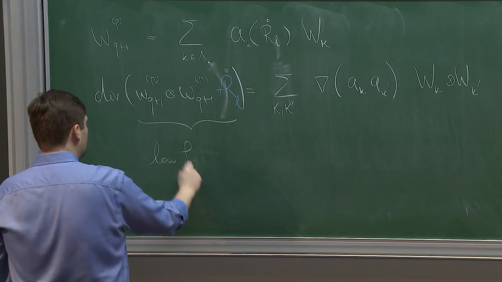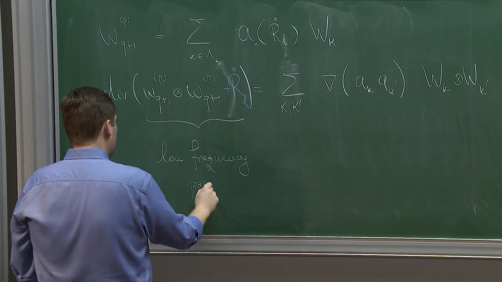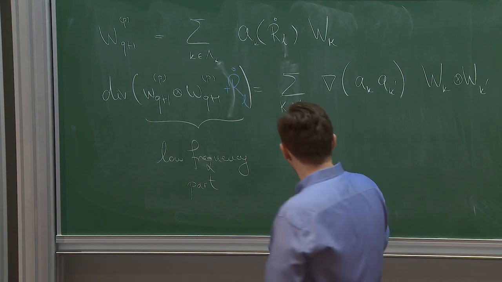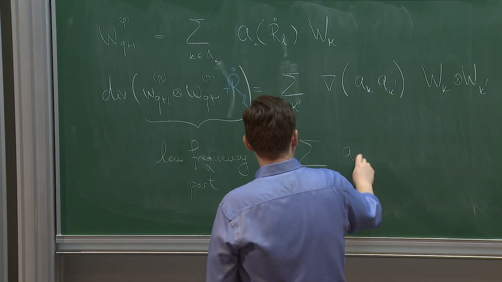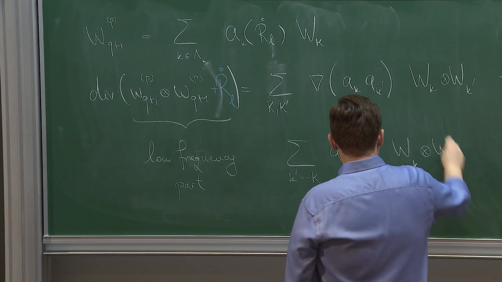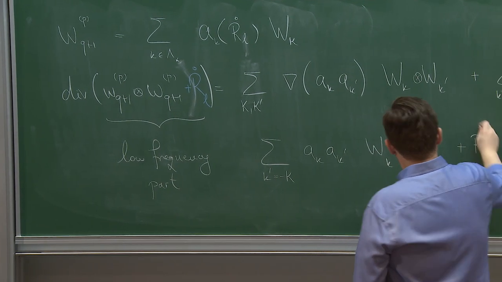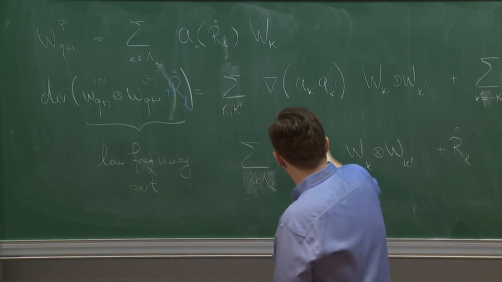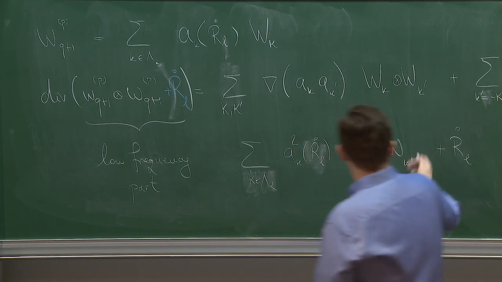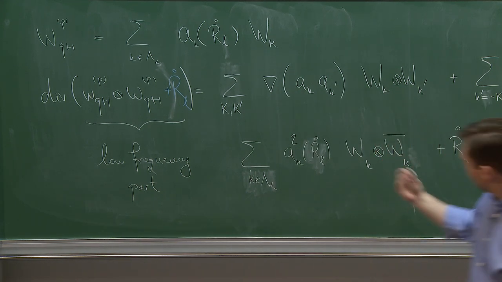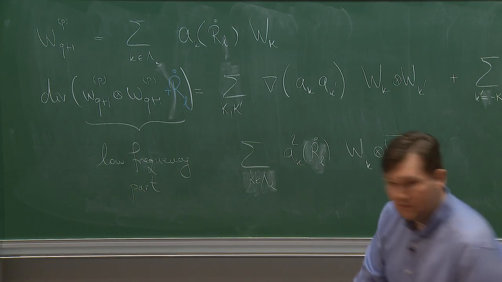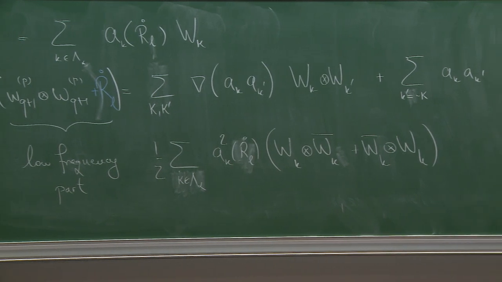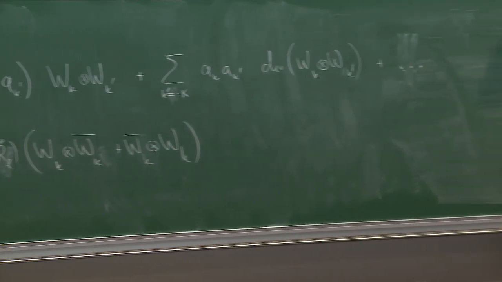What's the low frequency part? And the low frequency part is exactly what we discussed, but without applying the divergence, I emphasize. Now, k prime is minus k, so let me just write k squared. And again, because I want to be pedantic, let's symmetrize. Okay, am I missing anything from the low frequency part? Yes, plus RL.